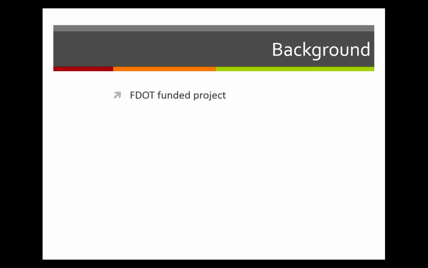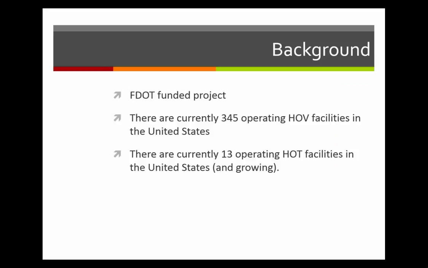So the background. This is an FDOT-funded project, like the two previous presenters. It was also for them as well. And the reason being, managed lane facilities are an ever-growing option for designers and planners of these roadways. And so the FDOT is certainly interested in getting a better idea of how these facilities function, specifically from the safety perspective, so they can better plan and design these facilities. There are currently 345 HOV lanes in the United States and 13 HOT lanes. The HOT lanes are a bit newer, but they're definitely growing, and they're becoming a useful tool.